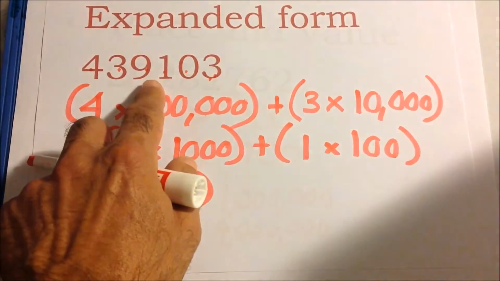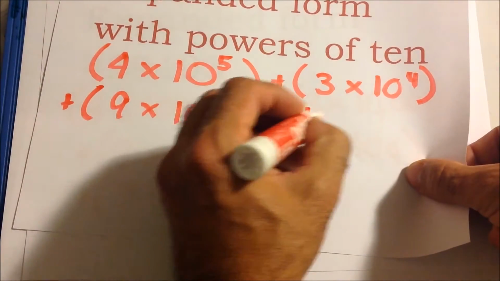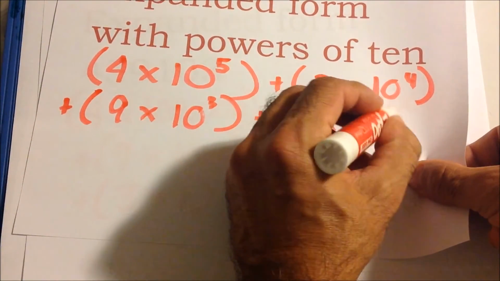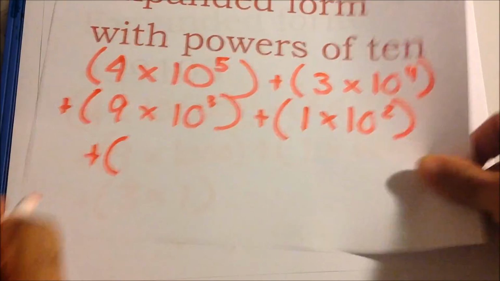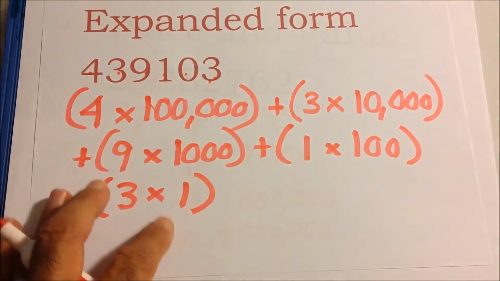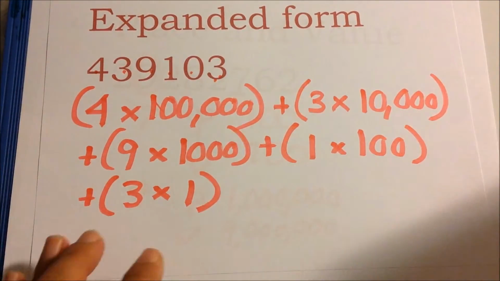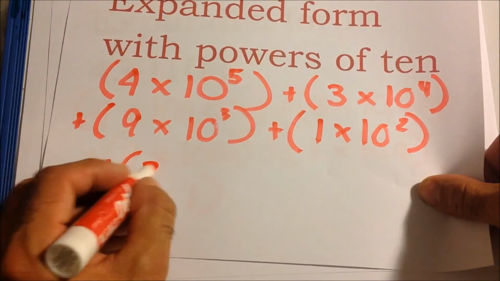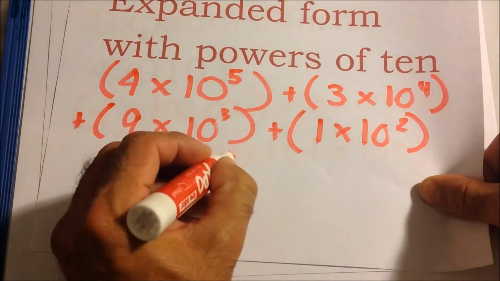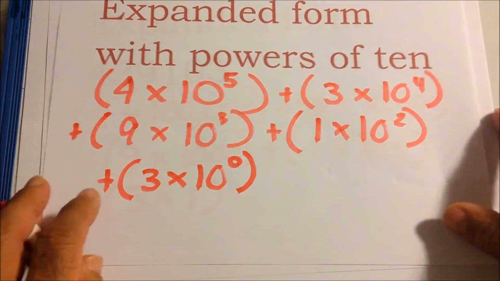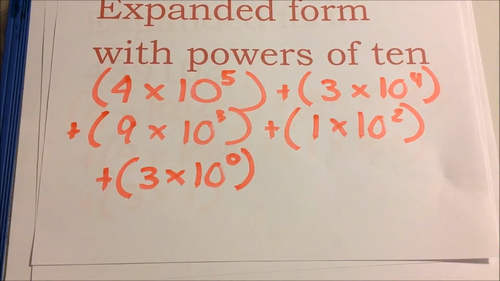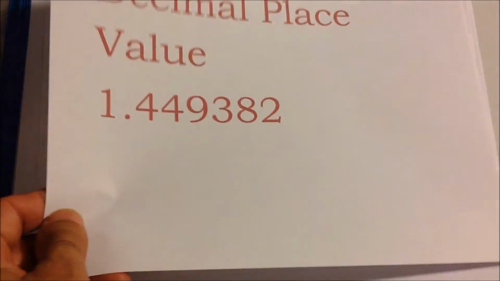Plus, then we had a 1 times 10 to the 2nd power. Plus, we're not going to include the 0, because it means nothing. And we have the 3, and it's in the 0 power. There we go, an expanded form with powers of 10. Okay, and we also have decimal place value.